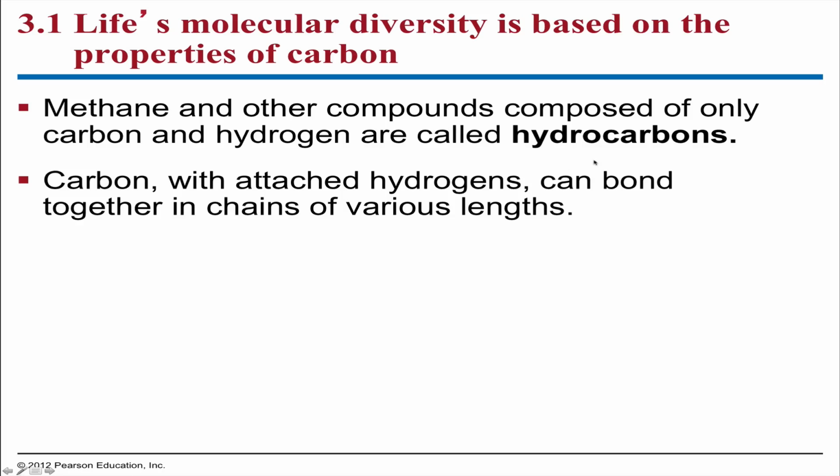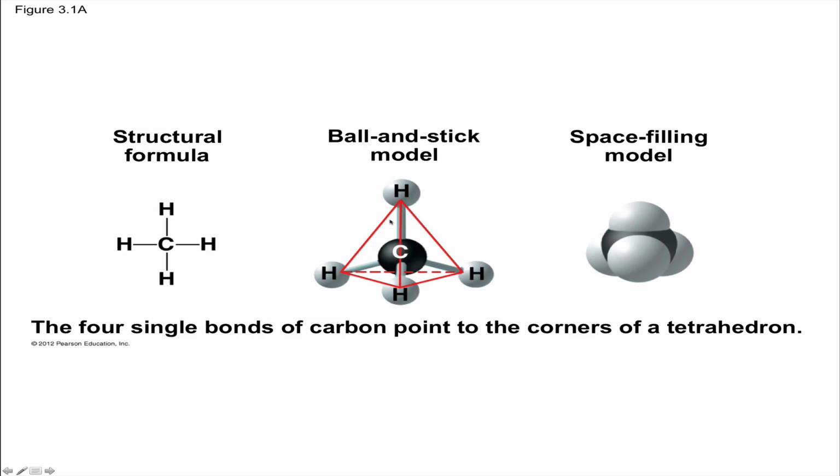A lot of the fuels that we have are hydrocarbons. Propane, for example, is one of them. Methane, again. Butane is another one, which is what you find in your lighter fluid. So carbon with attached hydrogens can bond together in chains of various lengths. If you look at these drawings here, this is what we refer to as a structural formula, and it shows you a single carbon atom, and each one of these lines represents a single covalent bond.